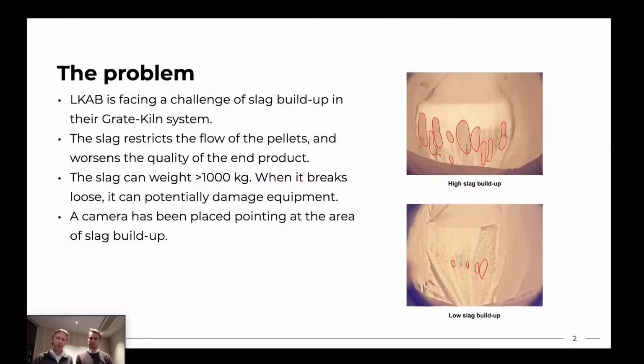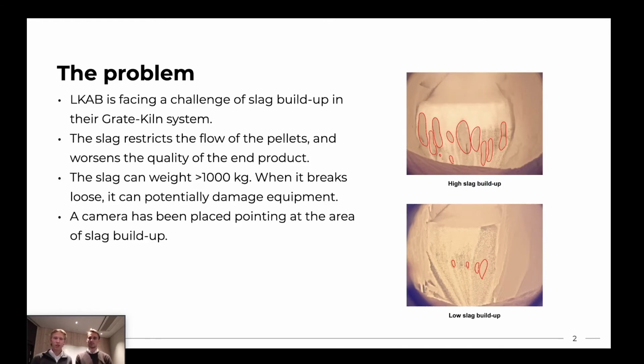Let's dive into it. LKAB is a Swedish mining company producing iron ore pellets in the northern part of Sweden. They're facing a challenge of slag buildup in their Grate-Kiln system. Slag is a byproduct that is produced when iron ore pellets are heated up inside of this Grate-Kiln system, which is kind of like a furnace producing better quality iron ore pellets. And you can see here in the images to the right, we have highlighted these slag formations that end up inside of the rotary kiln of the Grate-Kiln system.